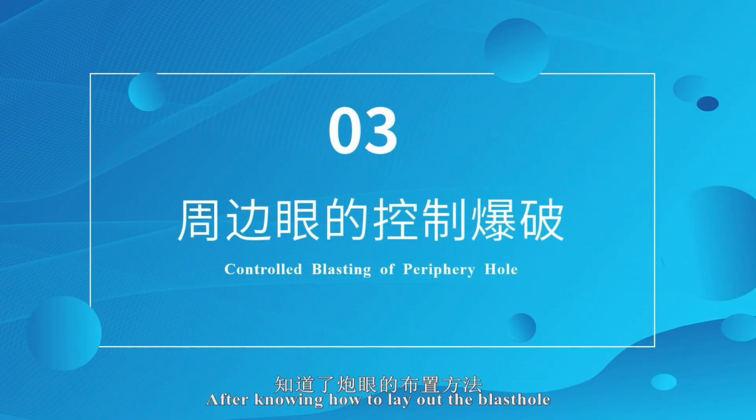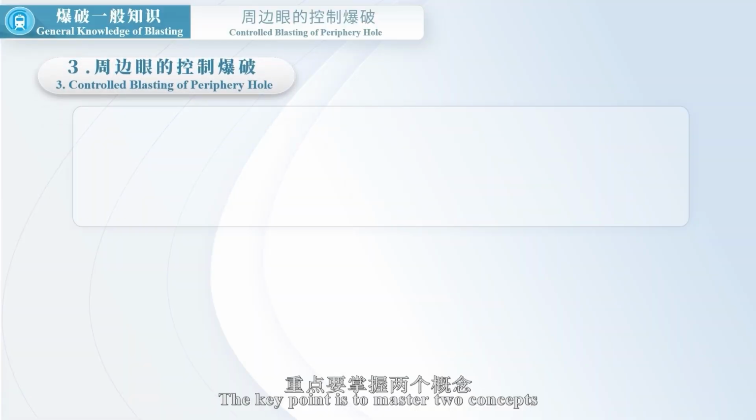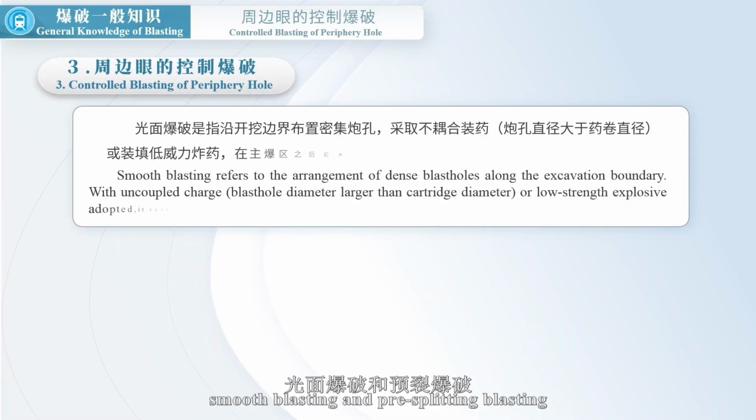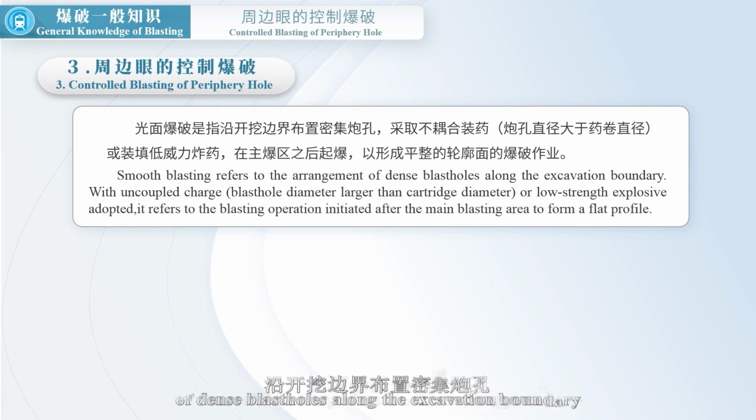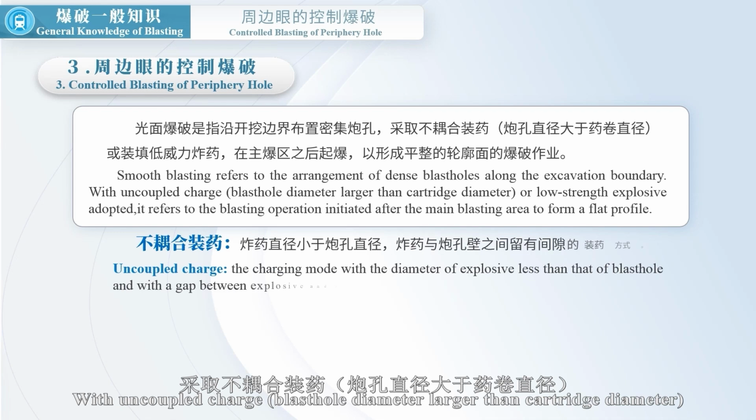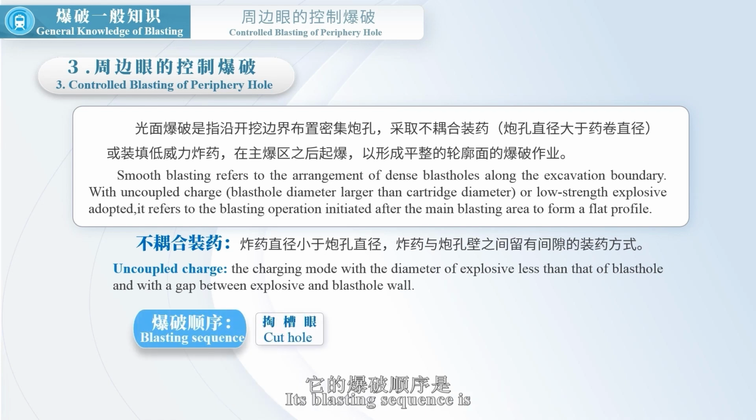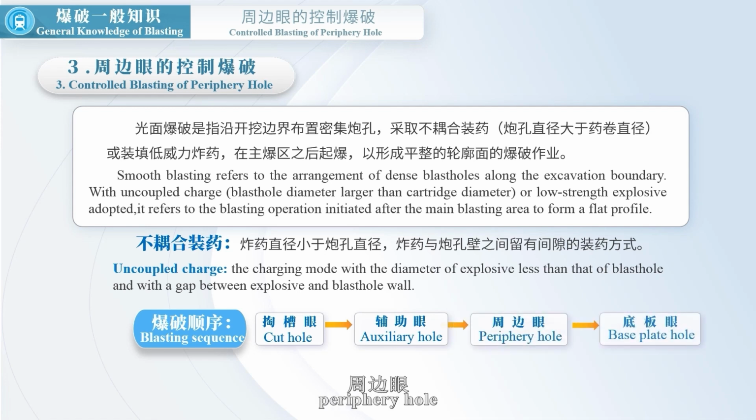After knowing how to lay out the blast hole, let's learn how to control blasting. The key point is to master 2 concepts: smooth blasting and pre-splitting blasting. Smooth blasting refers to the arrangement of dense blast holes along the excavation boundary with uncoupled charge, blast hole diameter larger than cartridge diameter, or low-strength explosive adopted. It refers to the blasting operation initiated after the main blasting area to form a flat profile. Its blasting sequence is cut hole, auxiliary hole, periphery hole, baseplate hole.